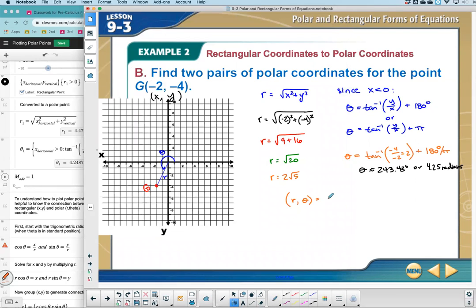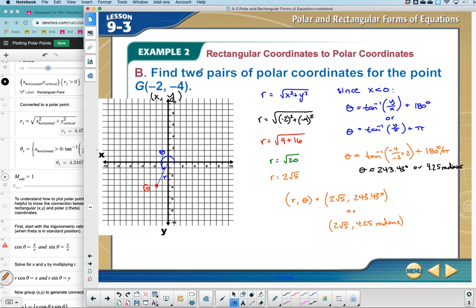So my answer here in degrees would be 2 square root of 5, comma, 243.43 in degrees, or 2 square roots of 5, comma, 4.25 radians. Again, if you don't have the pi symbol, you need to fill in the word radians so you know what you're talking about. Otherwise, it's really confusing, which I'll show you in the next problem.